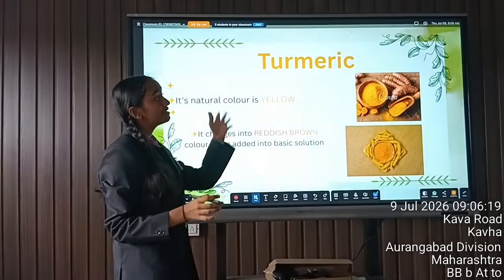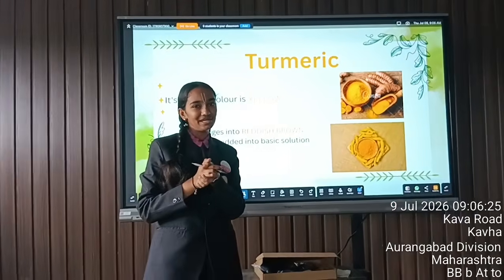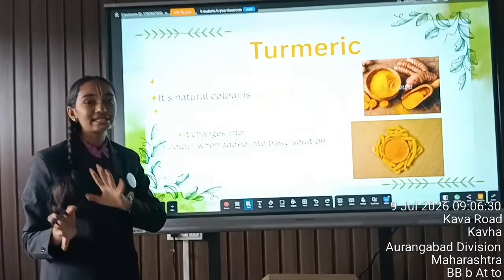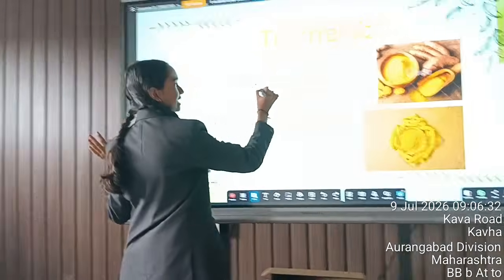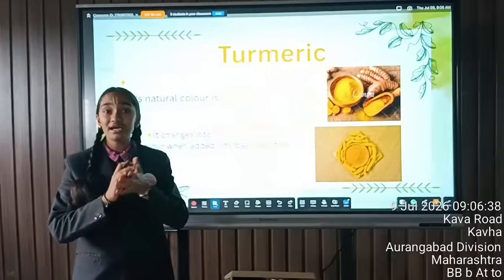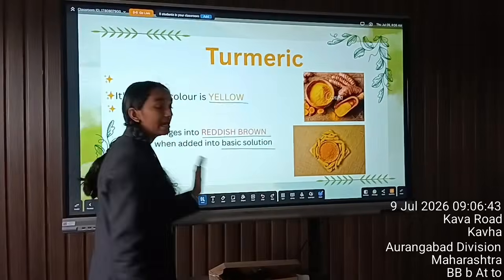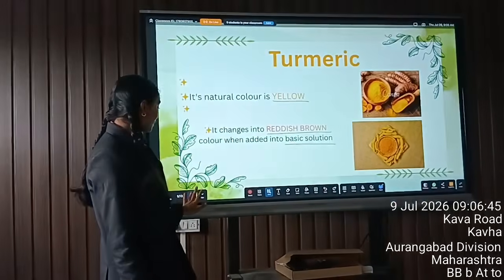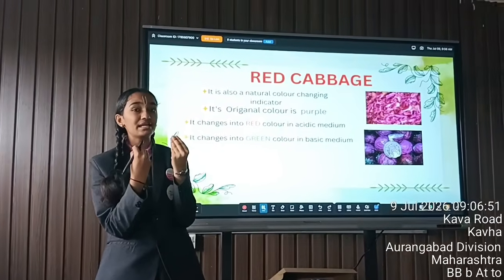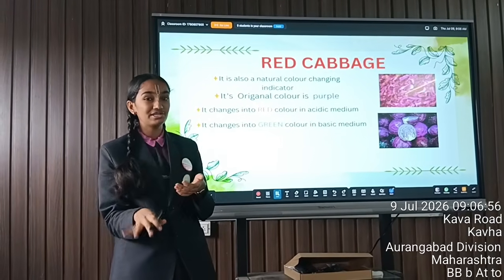Now let us move towards our second color changing indicator, that is turmeric. Yes, turmeric, which we use in our food. Haldi, turmeric, right. It is also a natural color changing indicator. Its natural color is yellow, and when it is added into an acidic solution, its color remains unchanged. But when it is added into a basic solution, its color changes into reddish brown. That's the reason why whenever a haldi stain remains on our white kurta, when we add soap on it, it changes into reddish brown color.